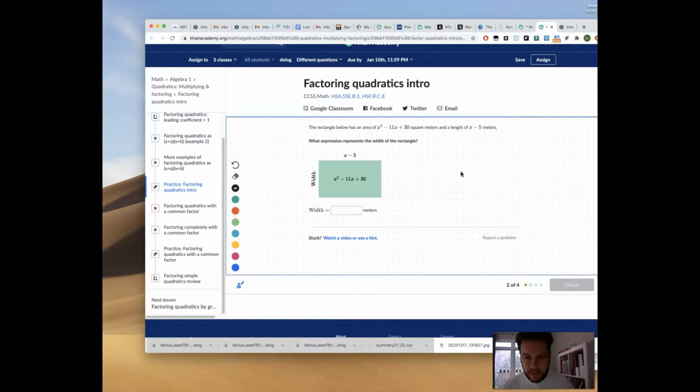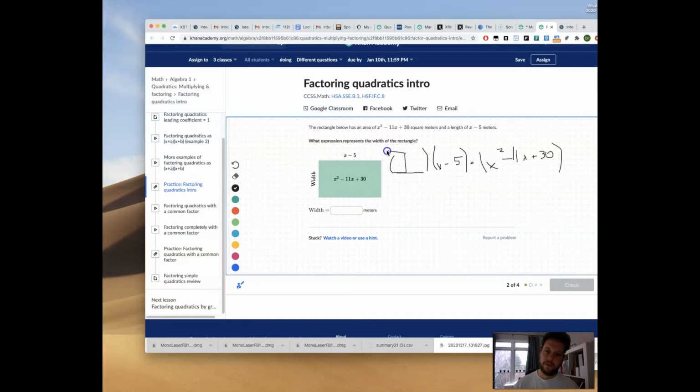All right, so this is the same thing. They're just approaching it from the opposite direction. So they're saying width times x minus 5 equals x squared minus 11x plus 30. So you don't have to do as much as you might think you do for this one.